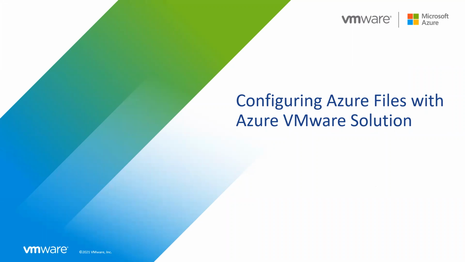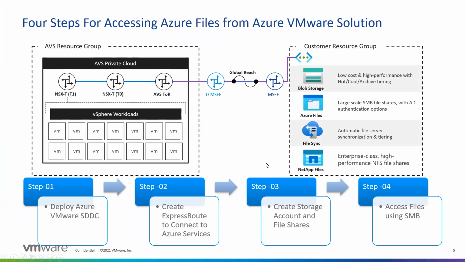In this demonstration, I'll show you how to configure Azure Files with Azure VMware Solution. It's a simple four-step process for accessing Azure Files from VMware Solutions. Step one is the basic step where you will deploy Azure VMware SDDC. In the second step, you will create an express route to connect Azure VMware SDDC to Azure services. Then step three is you create a storage account and file shares. And step four is you access Azure files from the virtual machine, which is running on top of Azure VMware Solution.